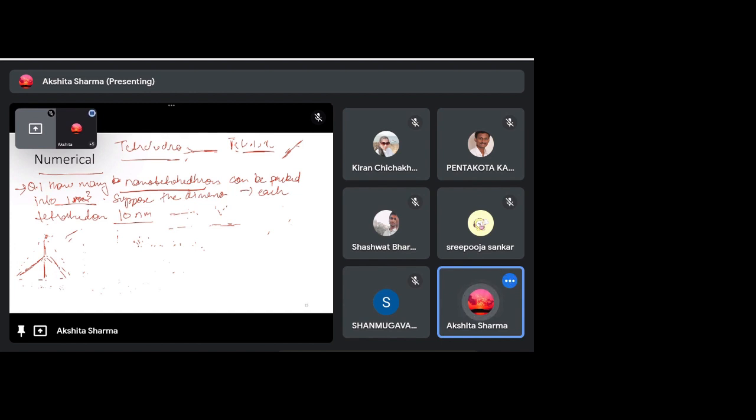The number which you will be requiring, the radius of the hydrogen atom, is 1 angstrom. 1 angstrom means 0.1 nanometer. Solve this question and I will check if my pen works. I am giving you 2 minutes to solve this question.